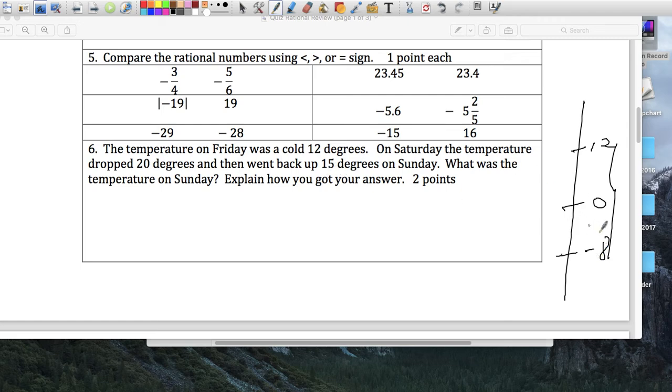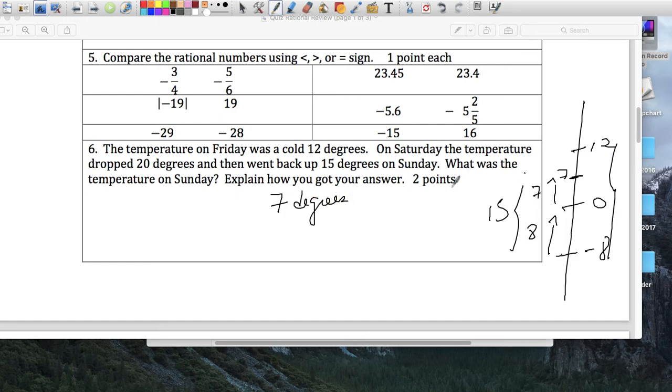And then it went back up 15. So to go up 15, you're at negative 8. From negative 8 to 0, it's 8. So that's 8. To go back up, that's 8. And then I'm going to go back a little bit more, 7, because I want a total of 15. So that would put me at 7 degrees. So the temperature on Sunday, 7 degrees.